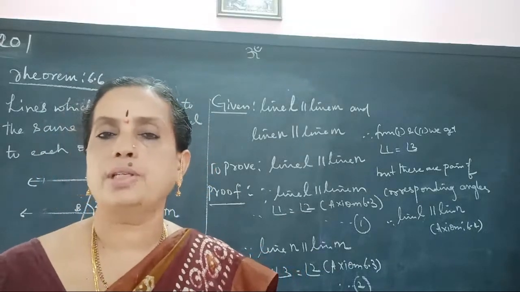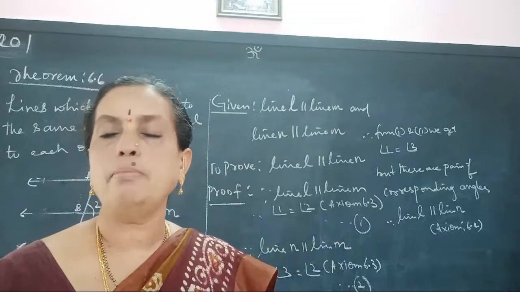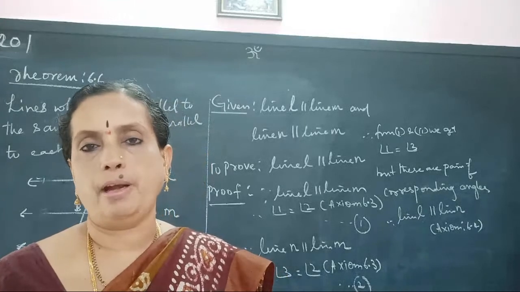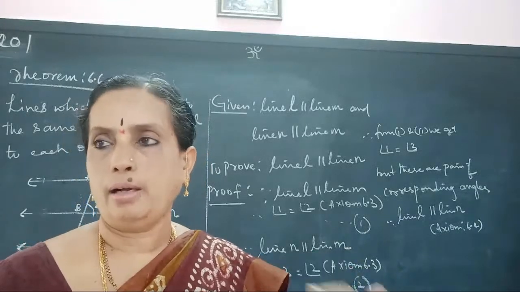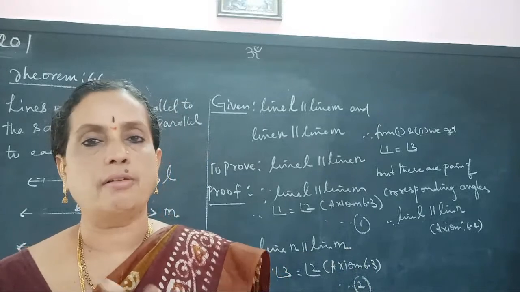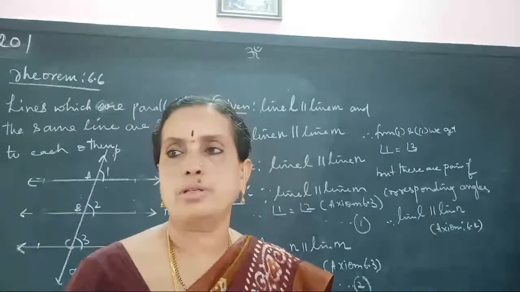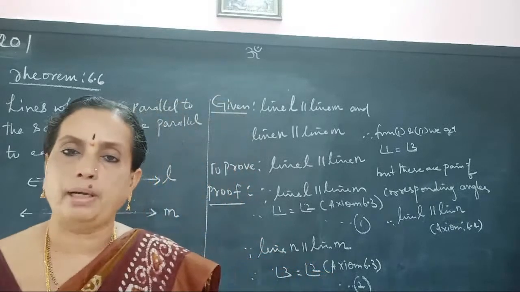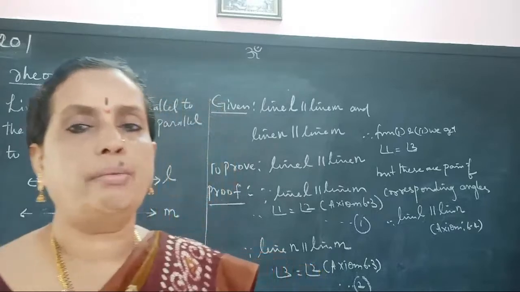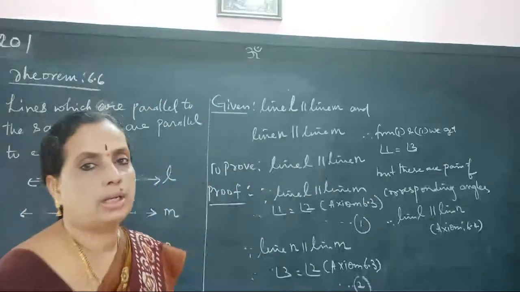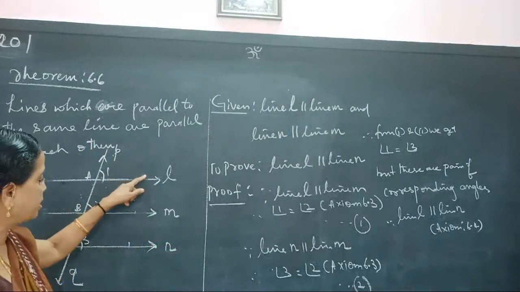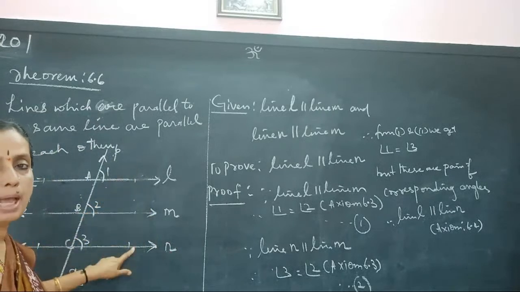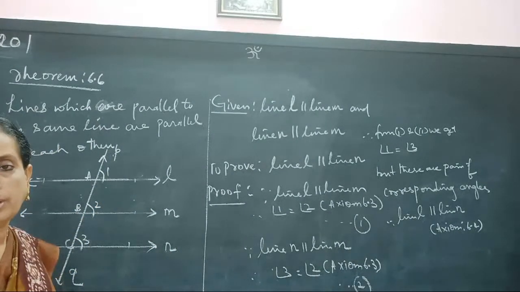Which is the theorem? Lines which are parallel to the same line are parallel to each other. Repeat the statement because we are going to apply these properties of the condition for the proof of the next type of questions. We call them riders, based on the problems based on the theorem statement. Is it clear to everybody? The statement is these lines are parallel to the same line, so we have proved they are parallel to each other.